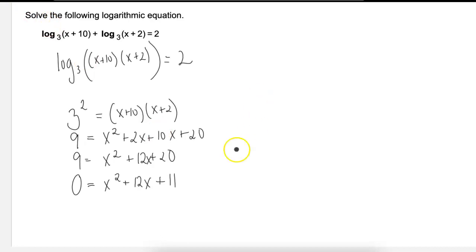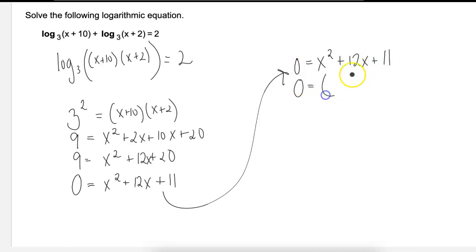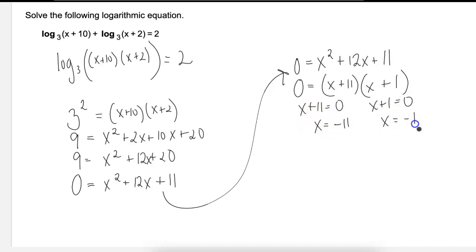So because I'm looking at this equation and realizing now that it can factor, I'm just going to rewrite it up here. I'm going to go ahead and factor it. So two numbers whose product is 11 and whose sum is 12 will be 11 and 1. We set each of these factors equal to 0. That's that zero product property that we learned in the quadratics unit. And then we solve each of those smaller equations and we get these two answers. X is negative 11 and negative 1.